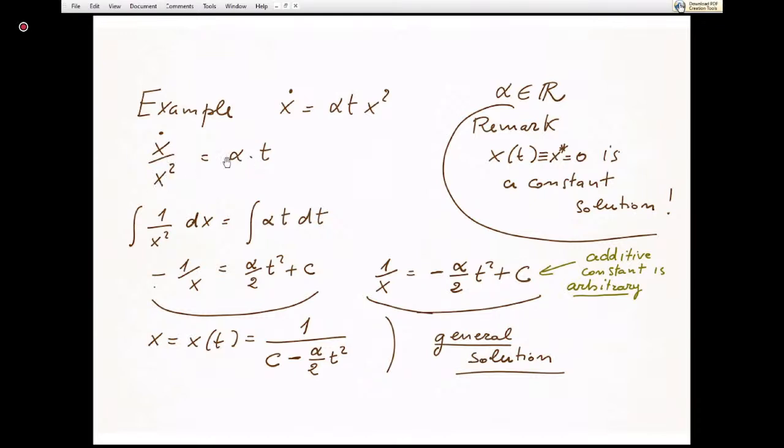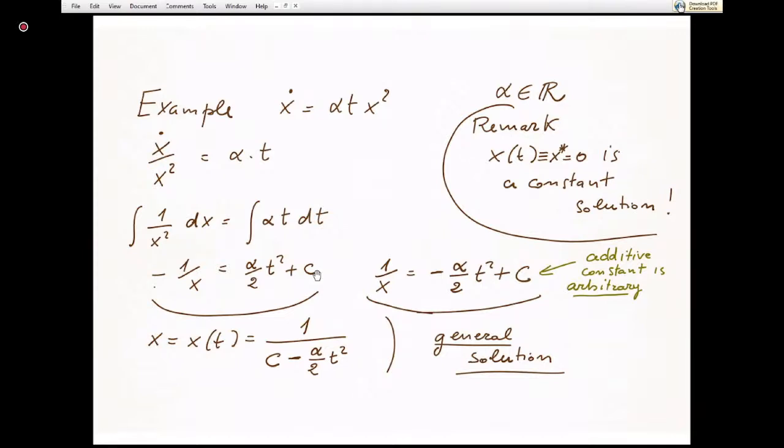x dot divided by x squared is equal to alpha t. Integrate. Remember, if you integrate with respect to t, this becomes x dot dt, which is dx. What is left here is just x squared in the denominator. So the integral with respect to the variable x of 1 over x squared dx is equal to the integral with respect to t of alpha t dt. This is an elementary integral, because a primitive is minus 1 over x. And this is equal to alpha t squared over 2 plus c.